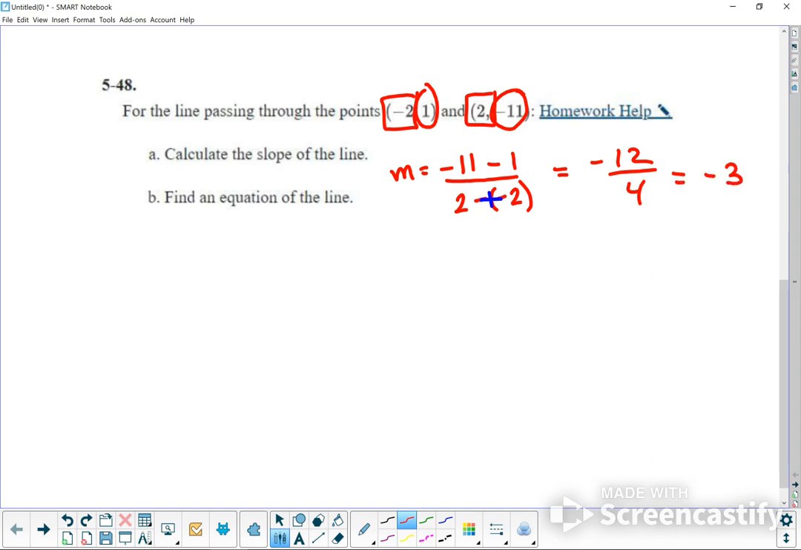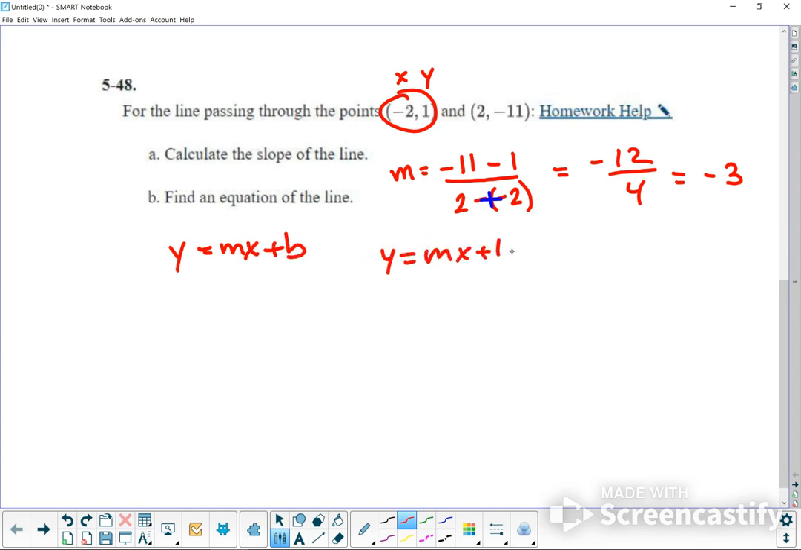Okay, the equation of the line. To do that, I need to pick one of these 2 points. I can pick any point I want. I'm going to pick the easier point, which is negative 2 as the x, and 1 is your y. I'm going to write this equation as y equals mx plus b. So for the first one, I'm going to put in everything I know. The slope is negative 3. The x is negative 2. The y is 1. And I'm trying to find my b.